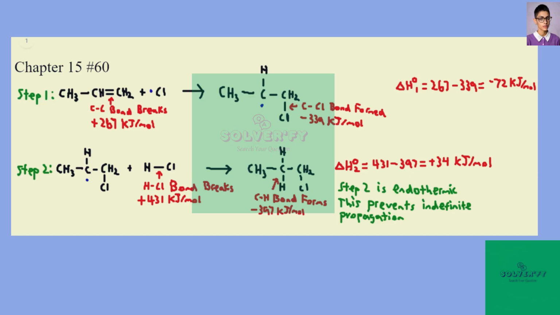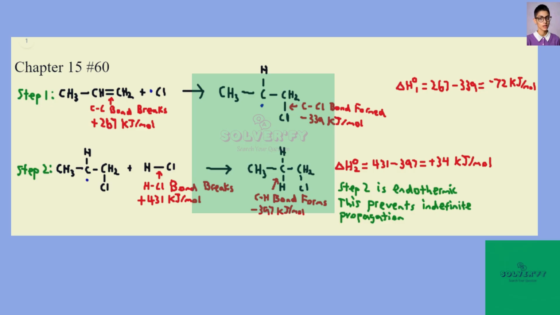So we know that it must be step two that prevents the indefinite propagation. But just to be certain, we'll calculate the energies there as well. So for step two, in the first part, you have a hydrogen-chlorine bond breaking. This requires 431 kilojoules per mole. And then you have a carbon-hydrogen bond forming, which releases 397 kilojoules per mole. And so when you do the math there, you see that this step requires 34 kilojoules per mole in order to occur. So this is an endothermic step, step two.